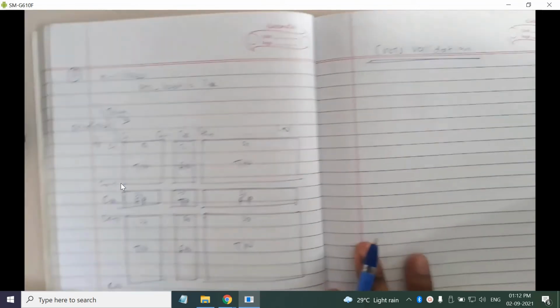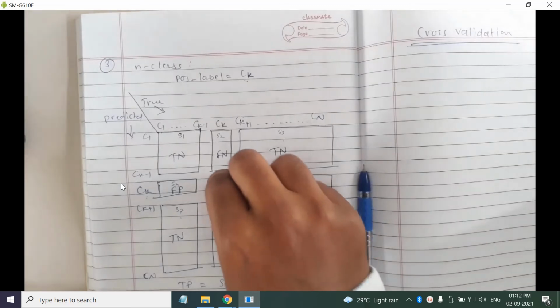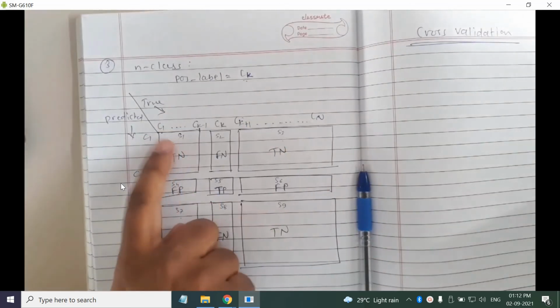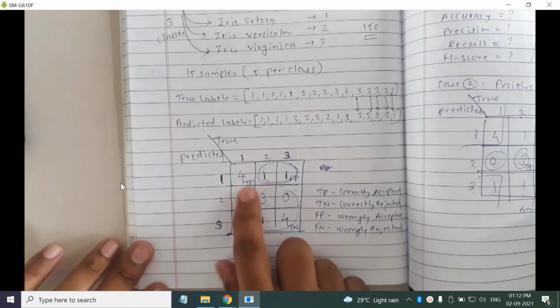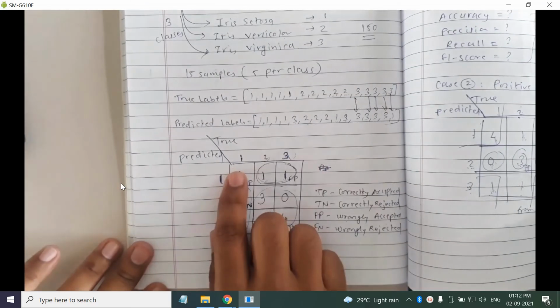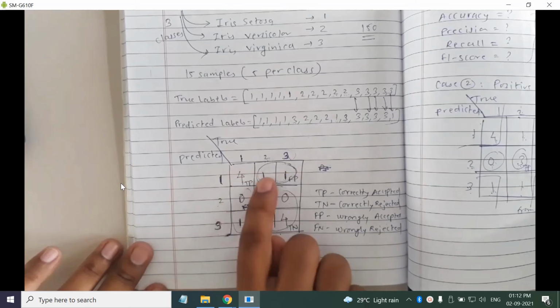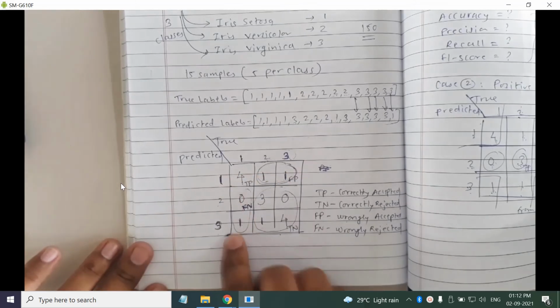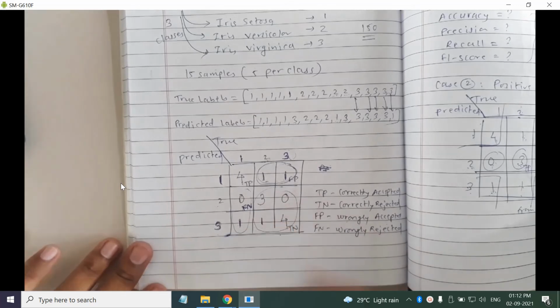Cross validation, and if you take this all the way to the corner, the first one, you will get this case. If you drag that here along the row, except that element you will get FP, FN, and remaining would be the TN.